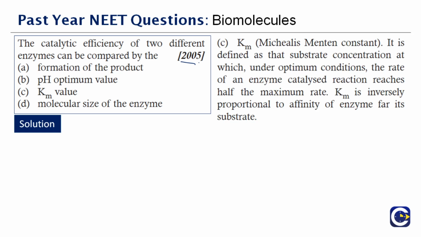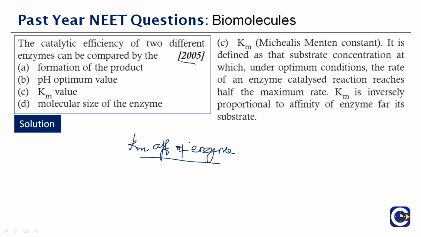It is defined as that substrate concentration at which, under optimum conditions, the rate of an enzyme-catalyzed reaction reaches half the maximum rate. And always remember that Km is inversely proportional to the affinity of the enzyme for its substrate. Apart from that, what else can you tell about Km? I've already explained in the earlier questions as well. Km is the concentration of the substrate which permits the enzyme to achieve half of the Vmax. So our target is to achieve the maximum Vmax.